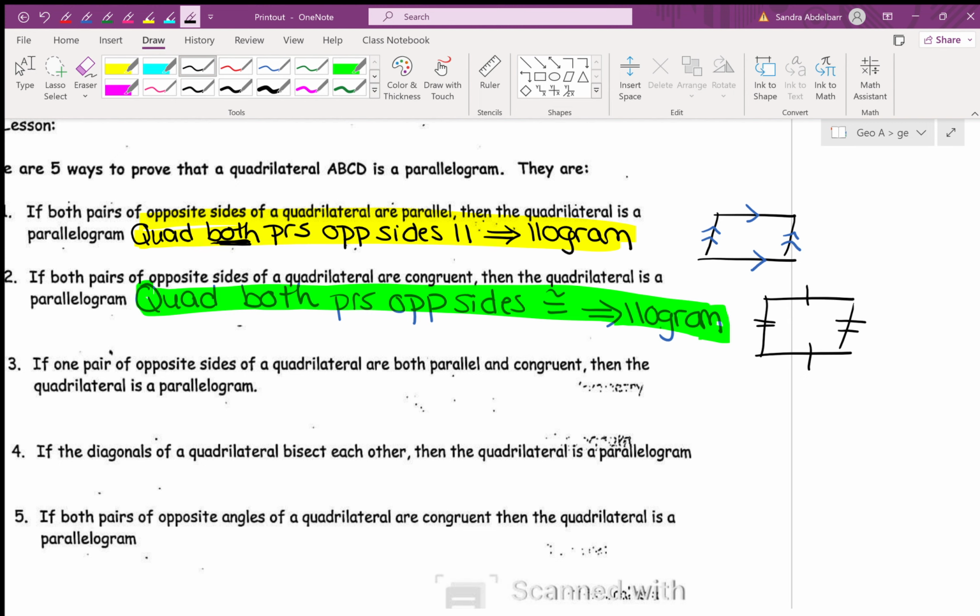Okay, next one. If one pair, so now it's not both pairs, now it's only one pair. If one pair of opposite sides of a quadrilateral are both parallel and congruent, then the quadrilateral is a parallelogram. Shortcut. Quad. Now we're not going to say both pairs. What are we going to say? One pair, opposite sides, congruent and parallel, yield, so your arrow, parallelogram.